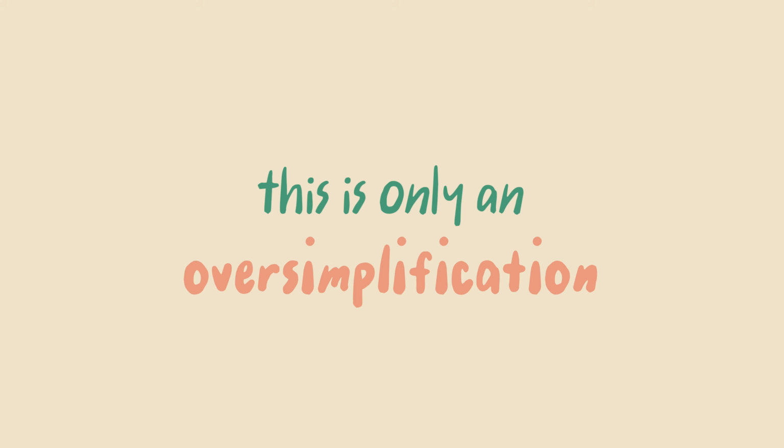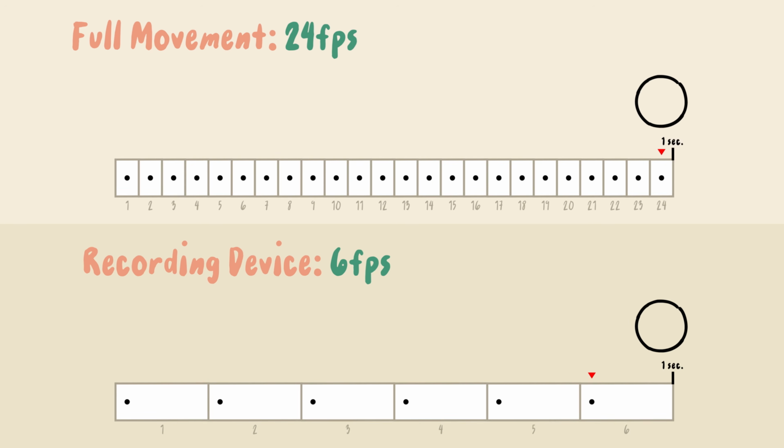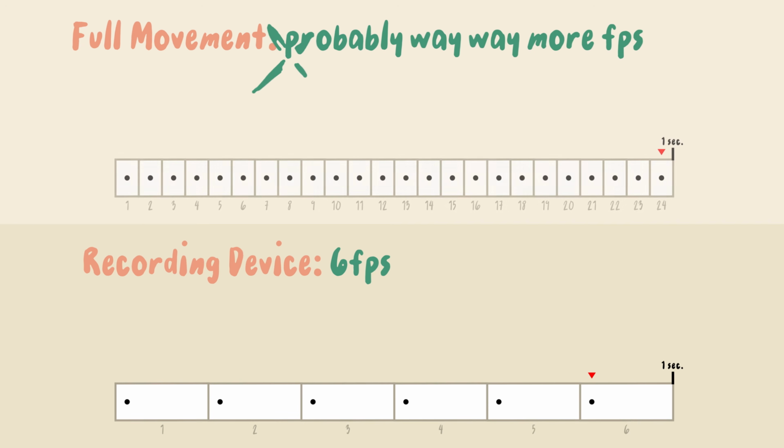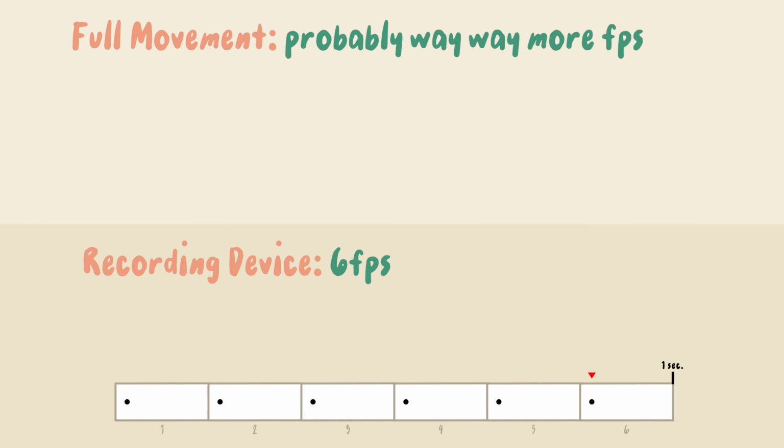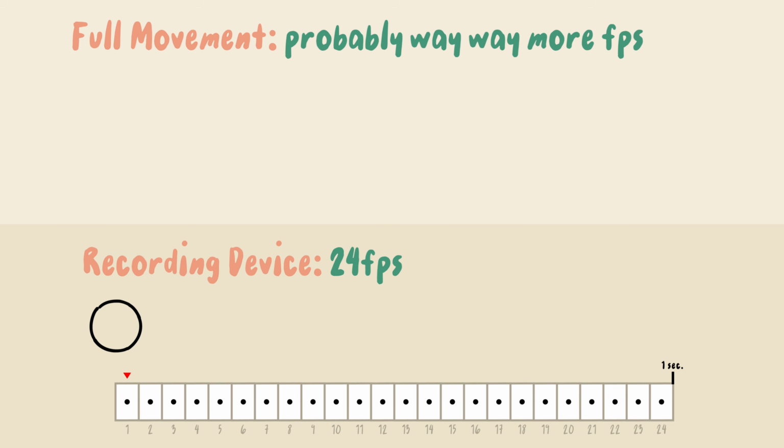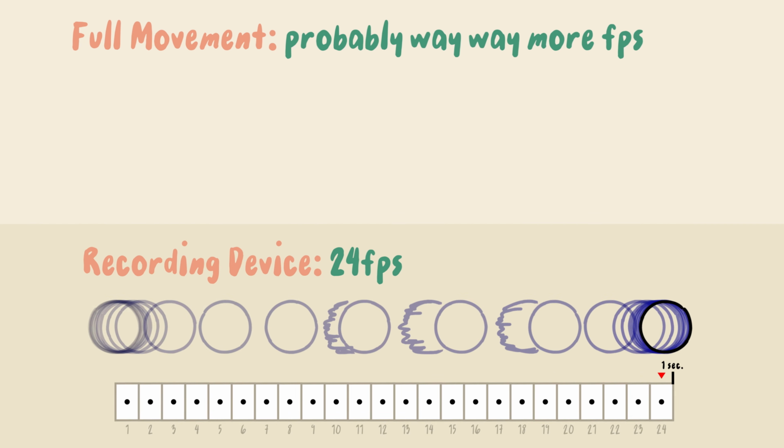Again, this is only an oversimplification of things. We just used 24 FPS versus 6 FPS earlier because it's easier to illustrate. But the real full range of movement is probably way more FPS than just 24. And if we try to capture the full movement in 24 FPS, or any FPS for that matter, the fast parts are bound to have smears.